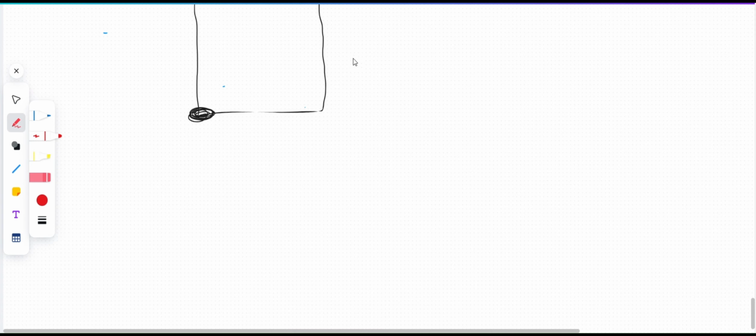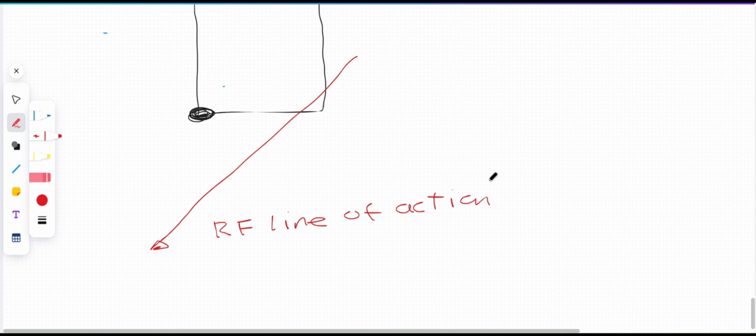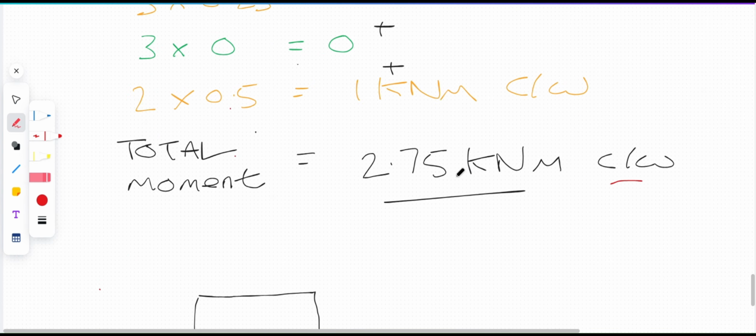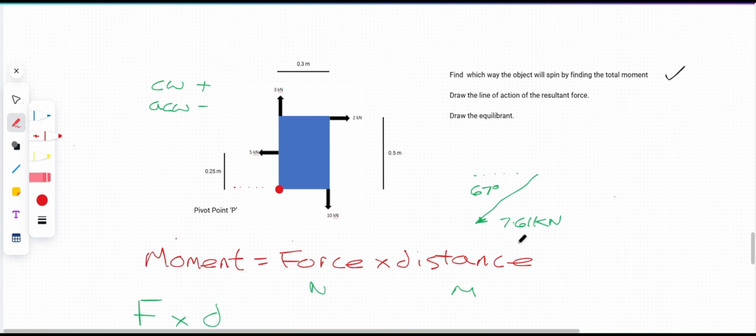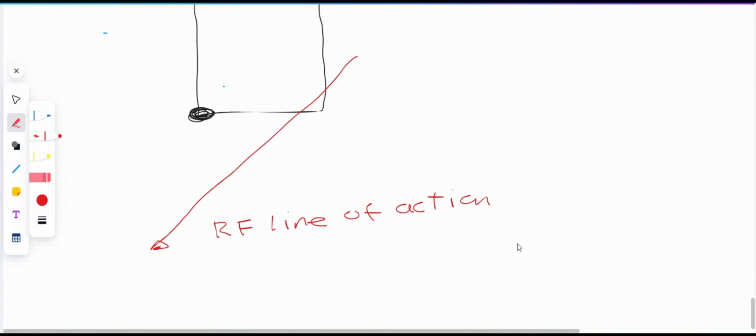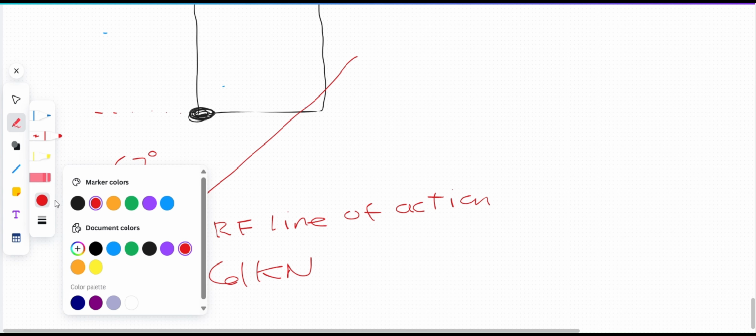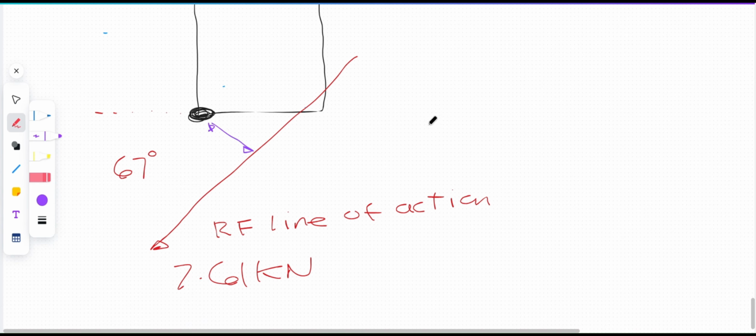So you want to draw now with a ruler. That's my resultant force, line of action. We know it's coming down like that because it's got to be 2.75 clockwise. Got to spin it clockwise. It's going to be 7.61 at 67 degrees. So this is going to be 7.61 kilonewtons. The angle in here is 67 degrees from the horizontal. We now need to find how far away we are from there, which we can do. I'm going to leave that D, the distance from there, look.